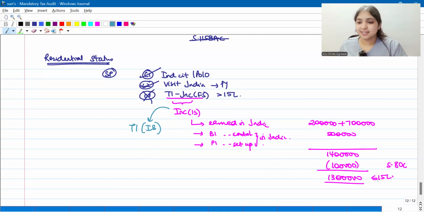So this is only 13 lakhs within 15 lakhs. So the third condition is not fulfilled, guys. Therefore, I can't apply the special provision. I can't apply the 120 days criteria. So I have no choice but to apply the regular provision. Now, what does the regular provision say?